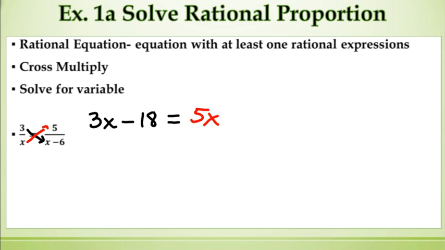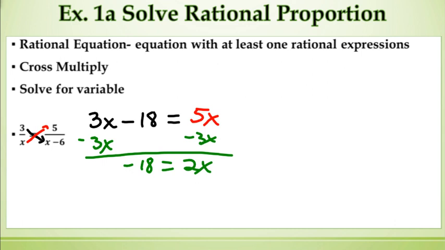Now I just need to solve for x by getting all the x's to one side. So I'm going to subtract 3x on both sides. And I have a negative 18 equals 2x. Now to get x by itself, I do the opposite. The opposite of multiplying by 2 is dividing by 2. So I divide by 2 on both sides. x equals a negative 9.